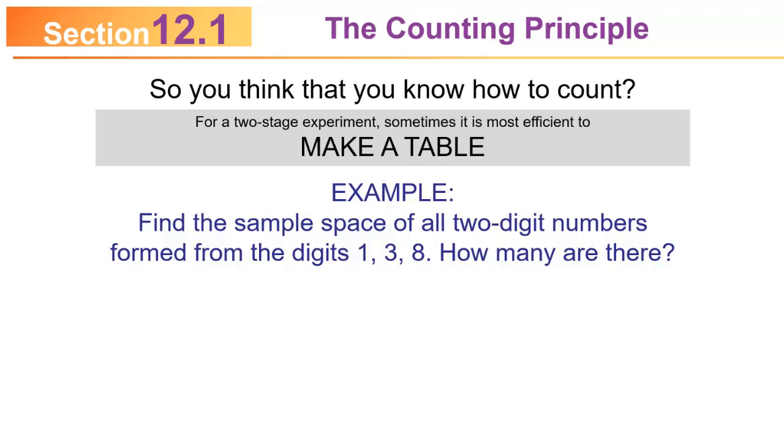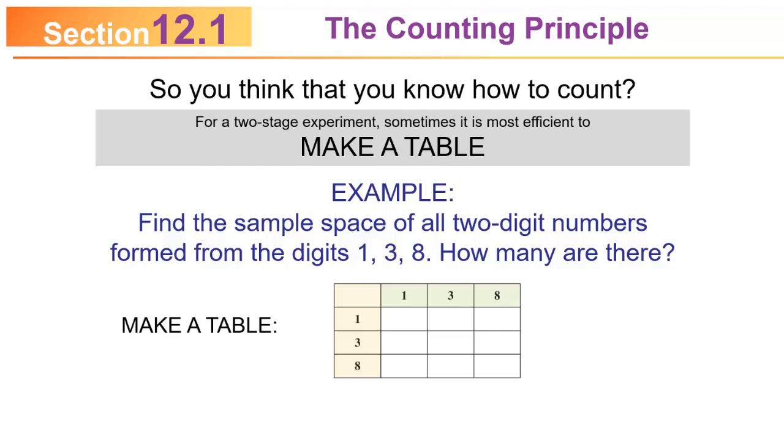It's a 2-stage experiment because you're going to look at 2-digit numbers. So if you made a table, you might put 1, 3, and 8 as a heading for the rows and 1, 3, and 8 as a heading for the columns, and then look at the intersections of the row and columns, and that tells you the 2 digits. So where 1 and 1 intersect, you get 1, 1. Where 1 and 3 intersect, you get 1, 3, and so on. And when 8 and 8 intersect in the bottom right corner, you get 8, 8.